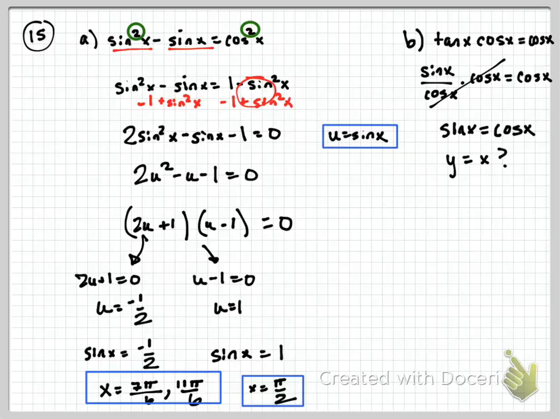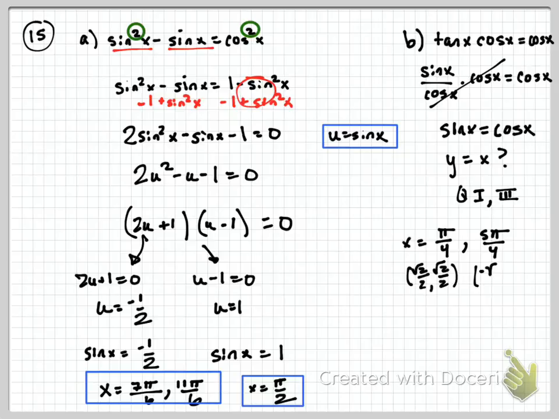2 places, quadrant 1 and quadrant 3, because that's where tangent's going to be positive, so it's going to be at pi over 4 and 5 pi over 4. If you think about the coordinates there, rad 2 over 2, rad 2 over 2, and negative rad 2 over 2, negative rad 2 over 2. Alright, that's B.